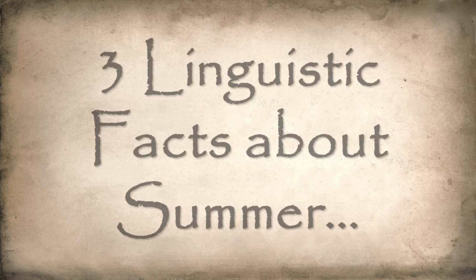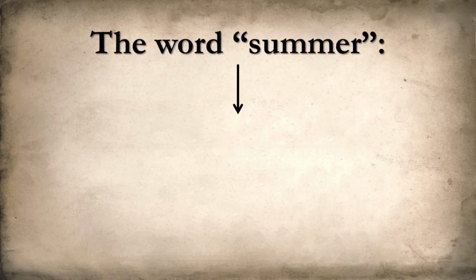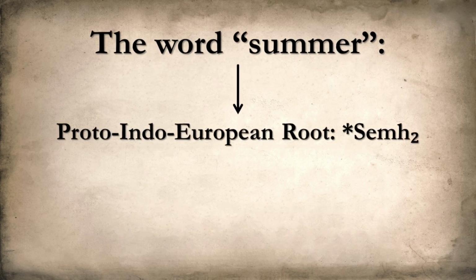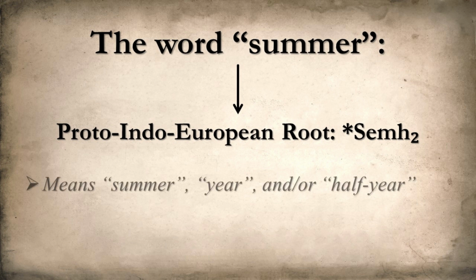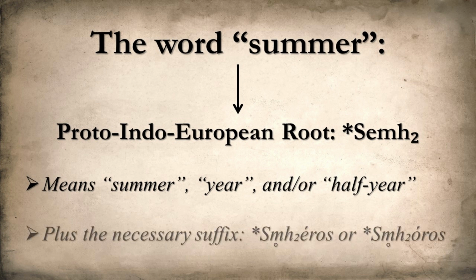And now, here are 3 linguistic facts about summer. The word summer can tentatively be traced back to a Proto-Indo-European root, semh, which could have meant summer, year, or half year. Since a root couldn't stand on its own without suffixes and the like in Proto-Indo-European, we get the form of smcheros or smchoros. The vowel is up for debate since the data is sparse, and both vowels would end up the same in the next stage of the language anyway.